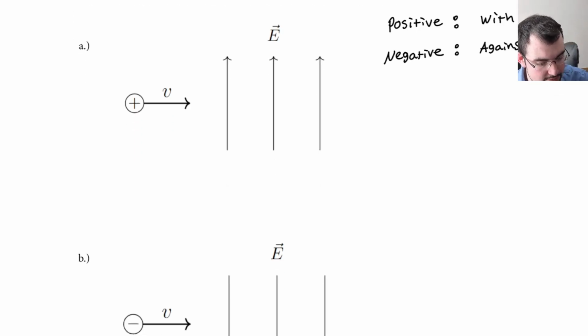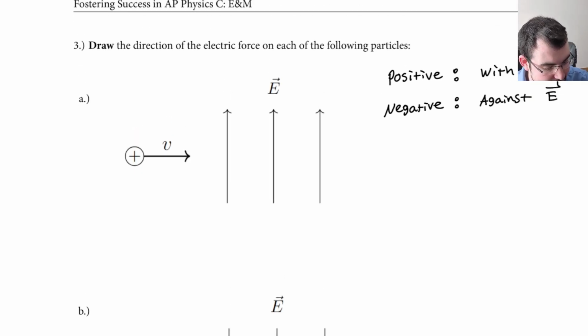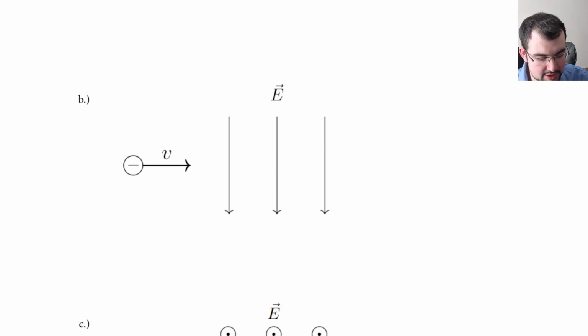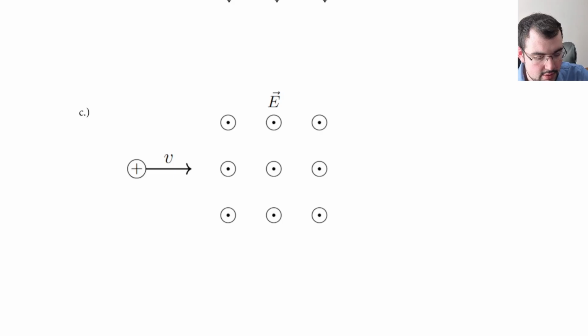All right, pretty standard. Electric field is up. It's a positive charge. So this force would be up. Negative charge. Negative charge experiences a force opposite of the downward field, so this would be up again. Negatives accelerate opposite the E field. Positive charge. E field is out of the page. Positives experience a force along the E field. So if E is out of the page, positives would feel a force out of the page.